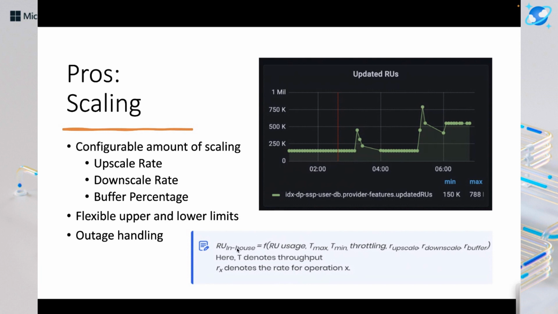Now if we really look at the in-house autoscaler, it is a function of the RU usage that we have as the input.